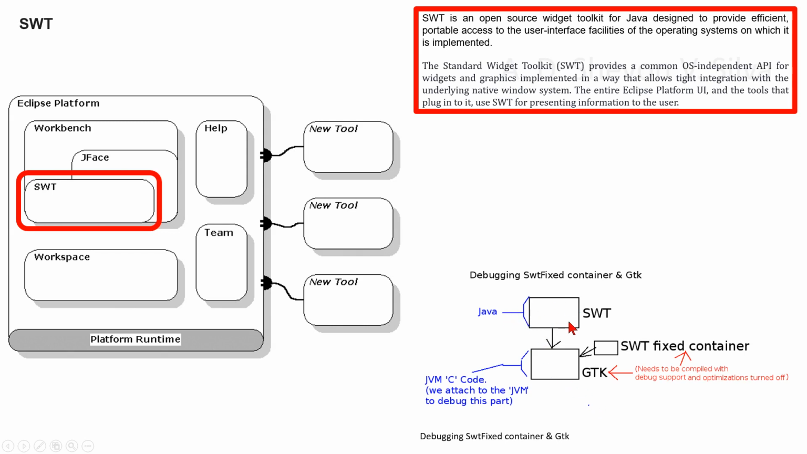Here you can see Java SWT, and here the SWT fixed container and GTK need to be compiled with debug support and optimizations turned off. The SWT fixed container is connected to GTK here. SWT is connected to GTK here. Here is the JVM C code, we attach to the JVM to debug this part.